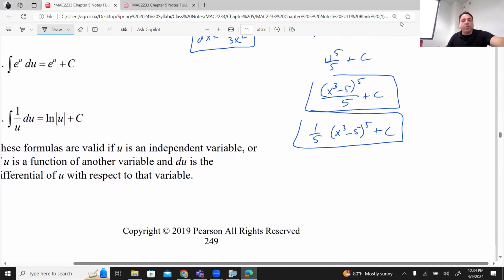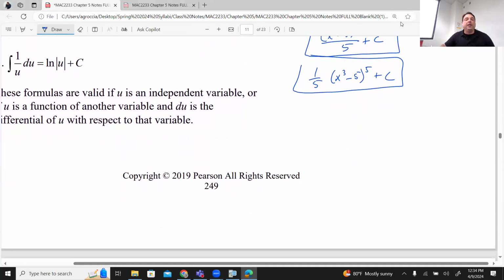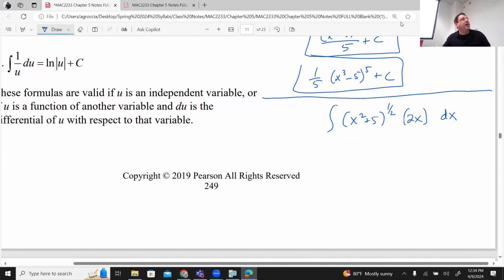Now, here's another one. I'm going to say we're not stepping it up at all, but you're going to think, oh, we're stepping it up. And here's why. The next one is going to be x squared plus 5 raised to the 1/2 times 2x dx. You're going to say, oh, you've made it harder. Why? There's a fraction. It doesn't change anything, but some of you see a fraction and that's the problem. But it's the same idea.